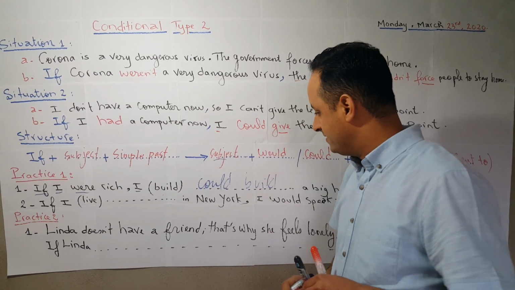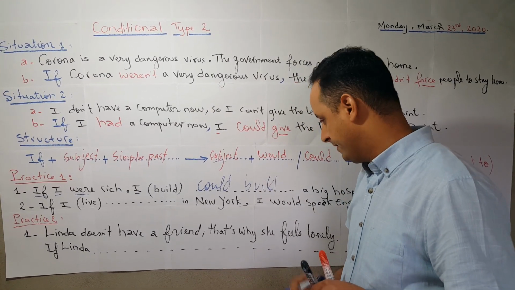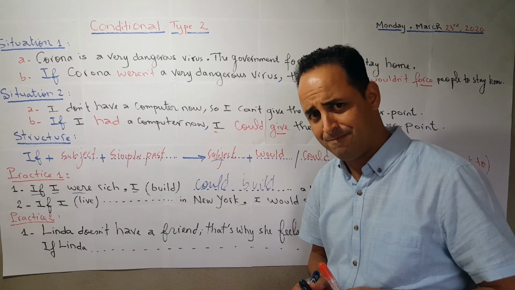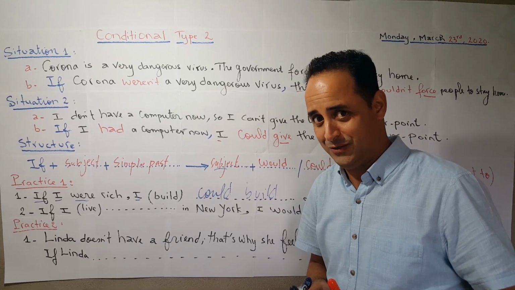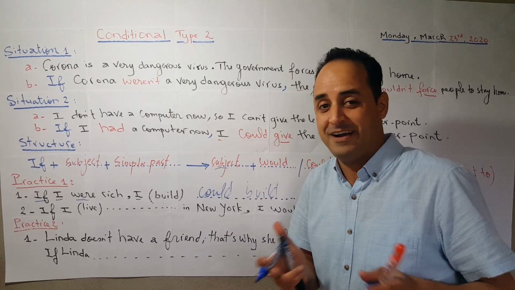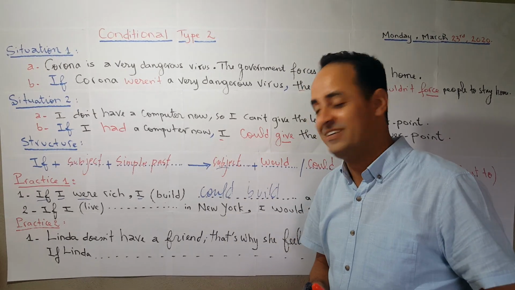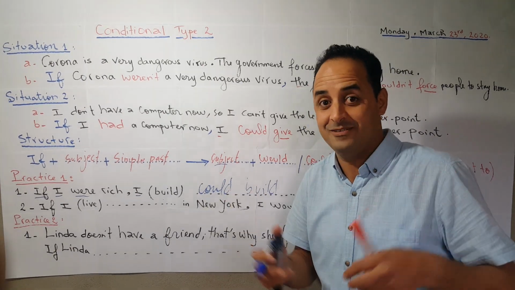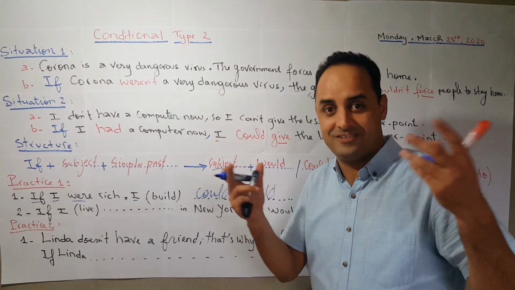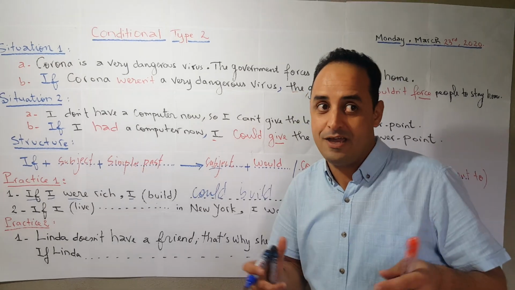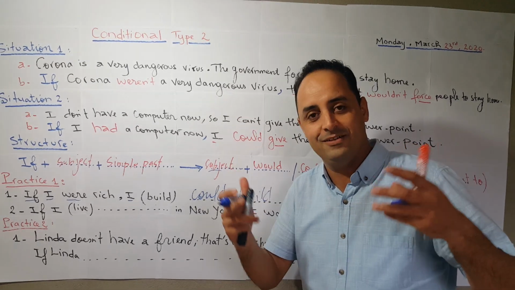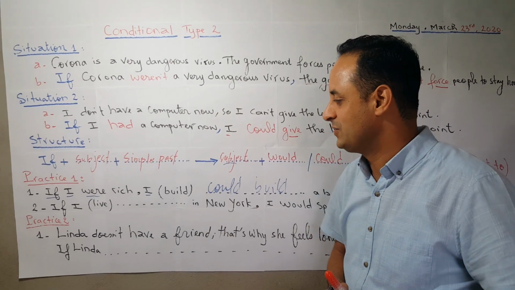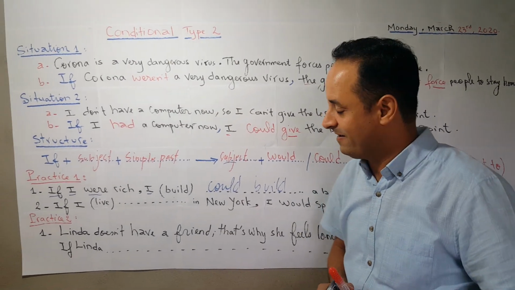Sure, just a spelling mistake. I could build a big hospital. What about you? If you were rich, what would you do? Of course, you might have different answers. Some of you might say, "I would buy a big house and a big car, a luxurious car." Some of you might say, "If I were rich, I would travel all around the world." Everyone is free to do whatever they like.